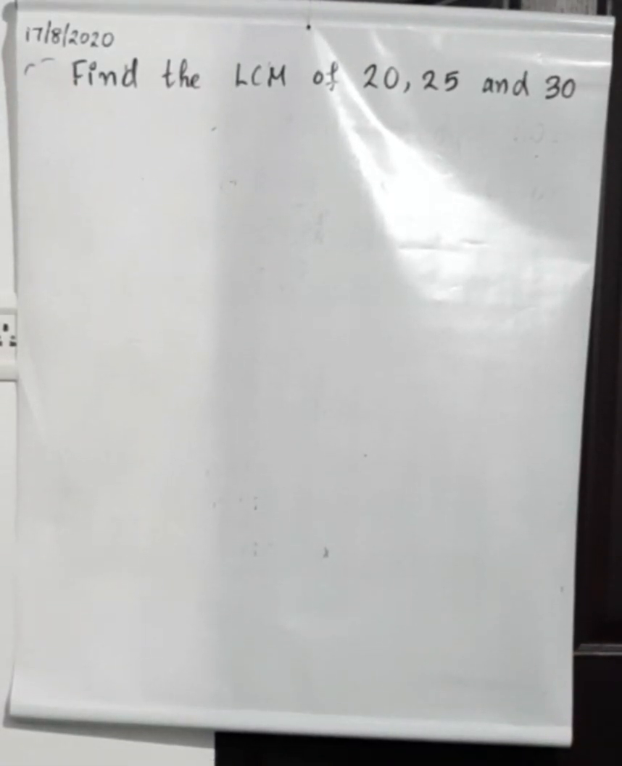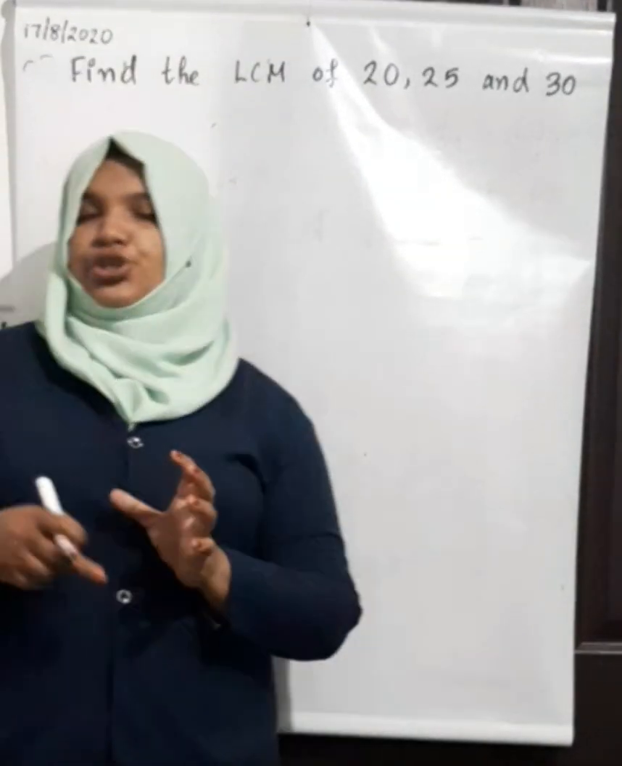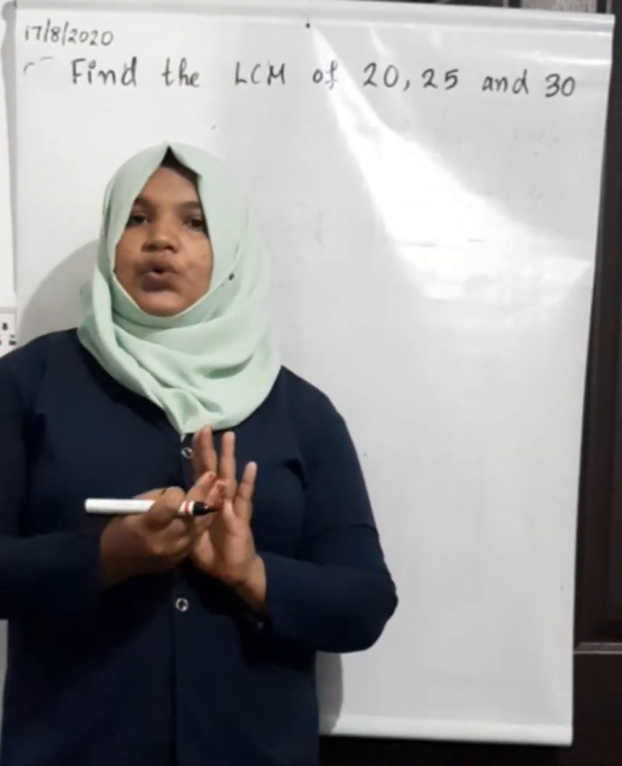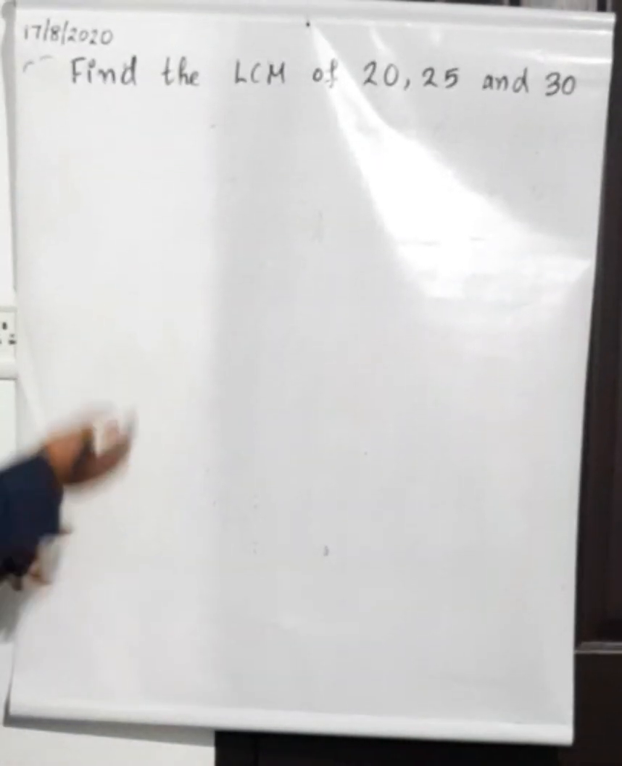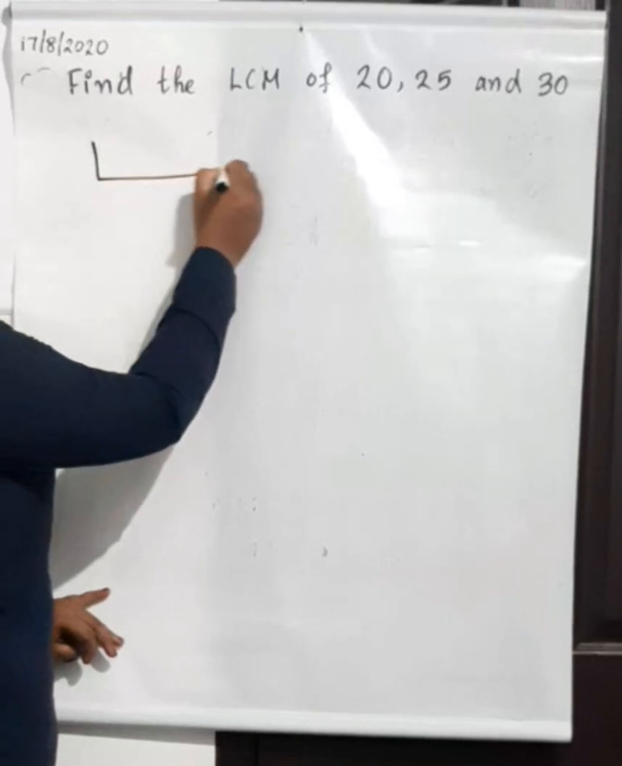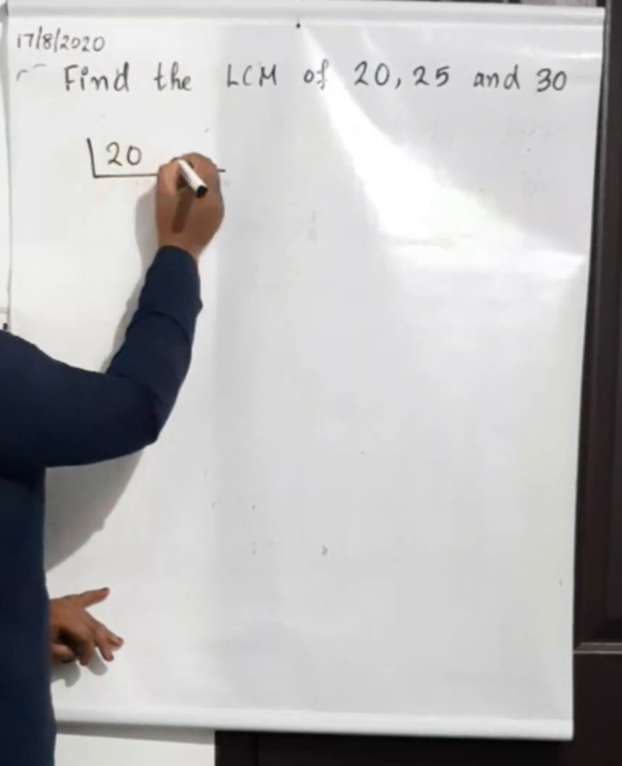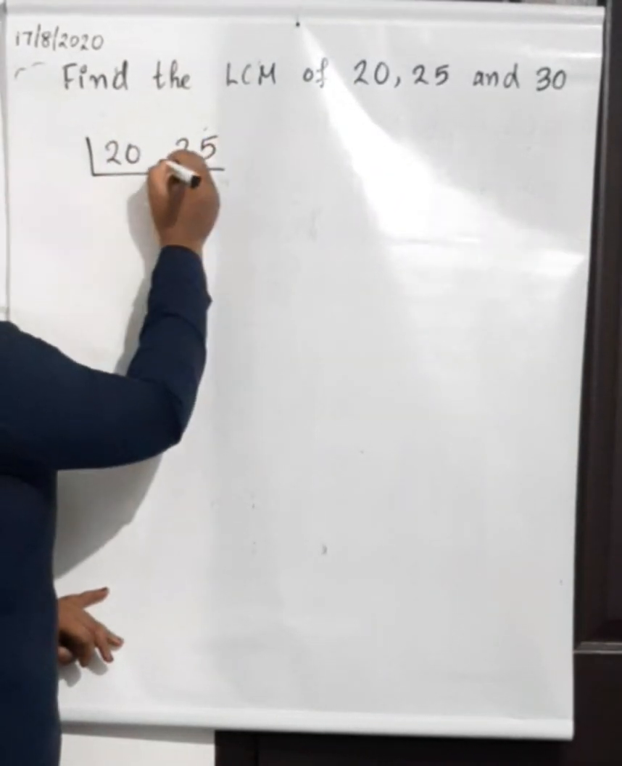So here we have the next question. Find the LCM of 20, 25 and 30. And here we are using some other method. You should be thorough with the previous method. The same we have to do here also. In this one step, we are going to find the LCM.